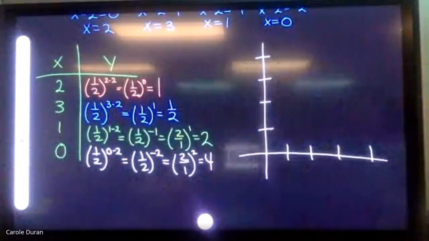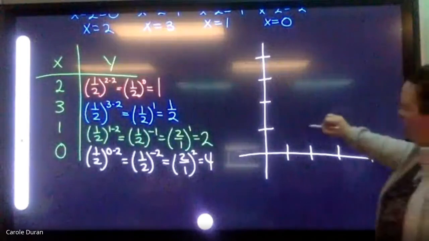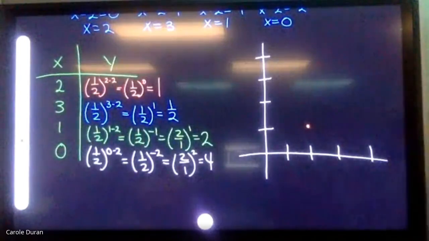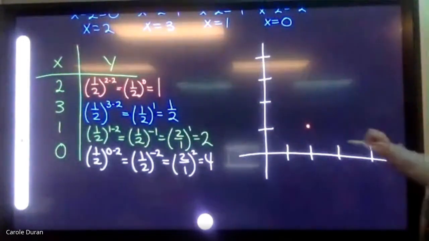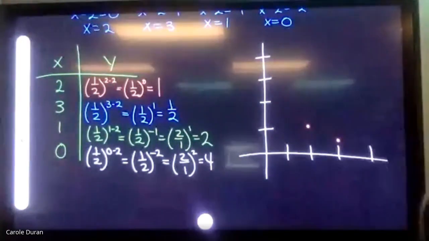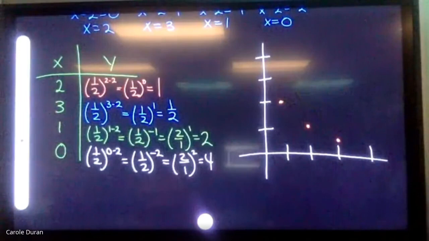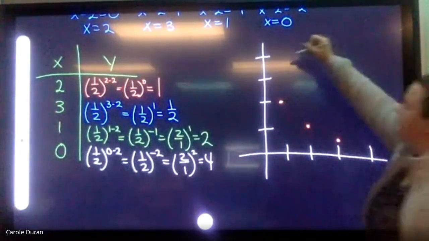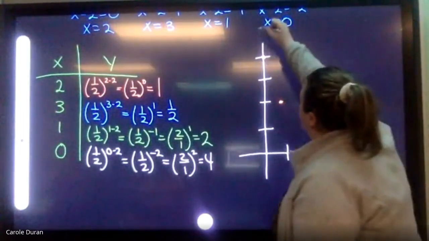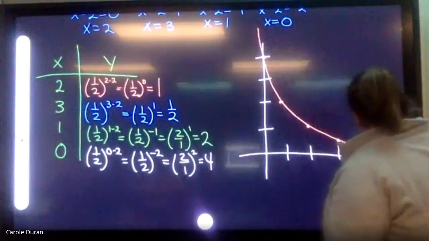First one I plugged in was 2. When I plugged in 2, I got 1. Next one I plugged in was 3. When I plugged in 3, I got 1/2. Next one I plugged in was 1. When I plugged in 1, I got 2. And then when I plugged in 0, I got 4. We graph it, and we draw our curve.